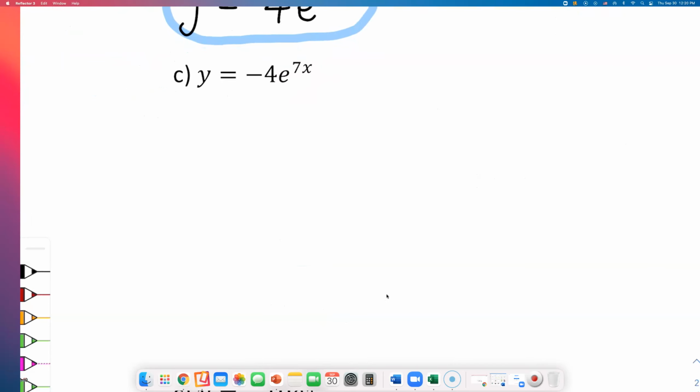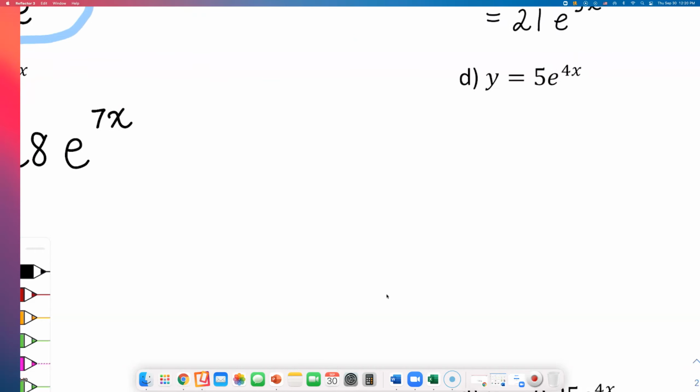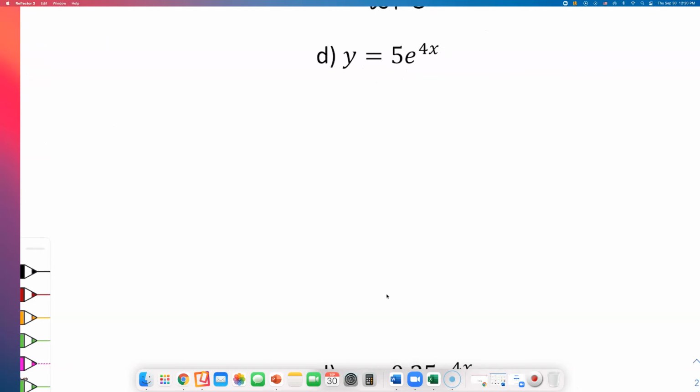C, ooh, what do you think this will give us? So you have to multiply -4 times 7. That will be y prime equals -28. Keep the exponential term exactly the same, e to the 7x power. That's it. All right, let's look at D. I need to multiply this 5 by this 4. So you have y prime equals 20 e to the 4x power. Don't change that original exponent. Keep it exactly the same.